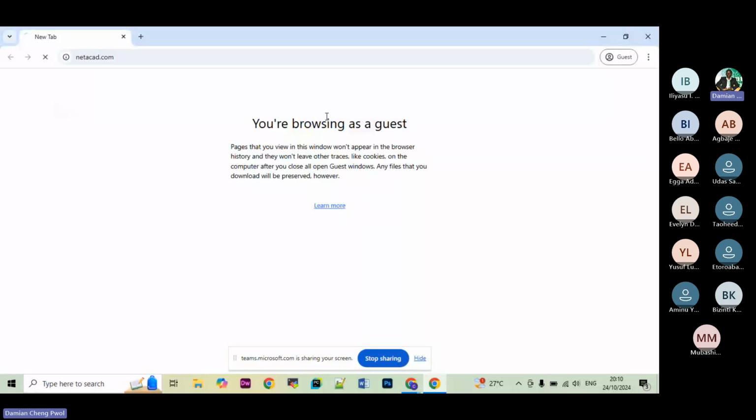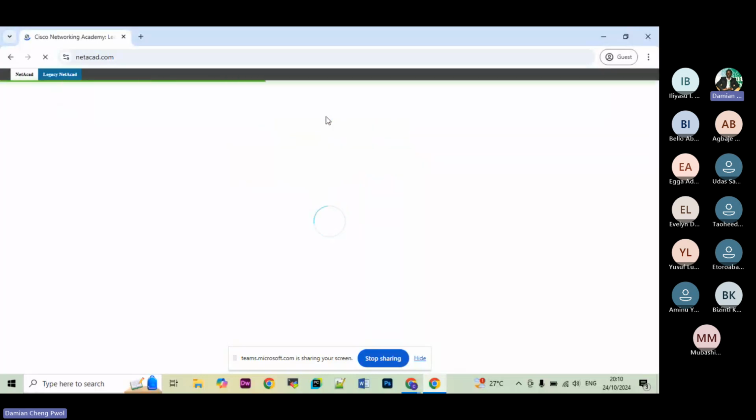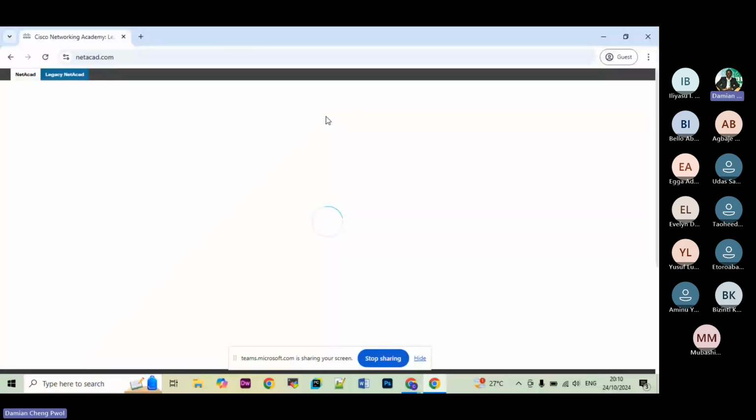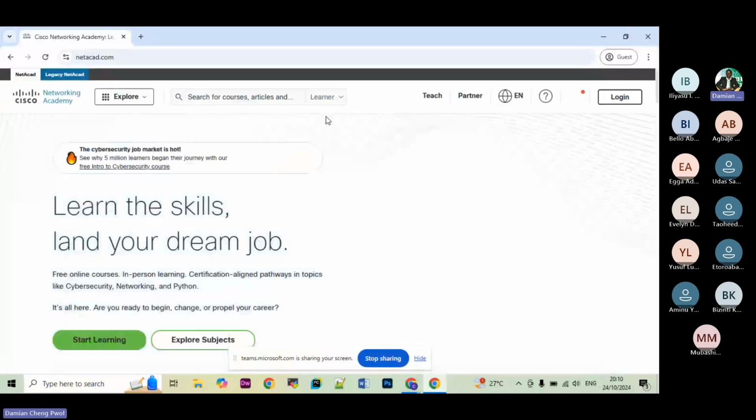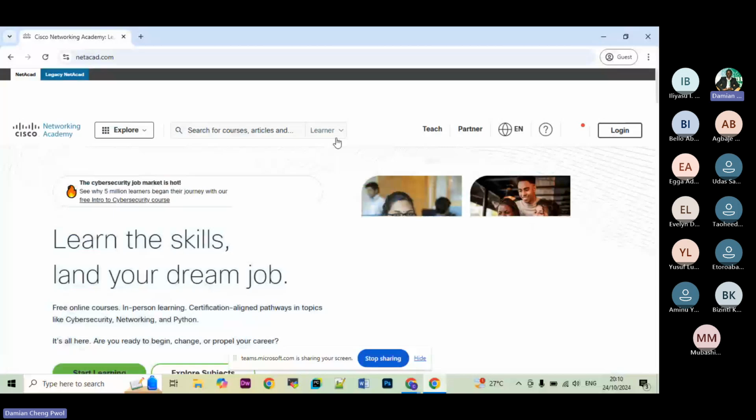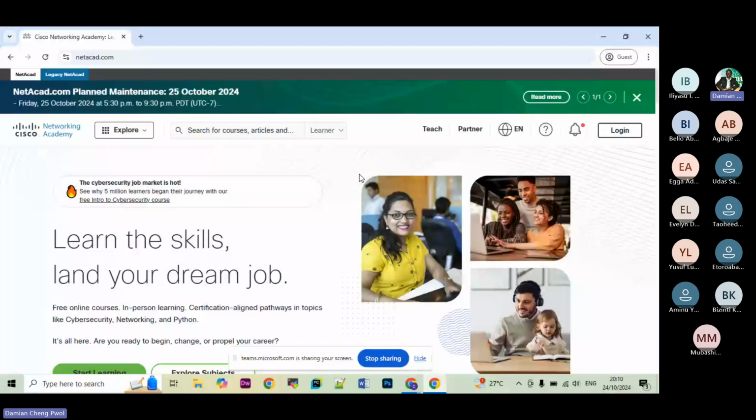So I want to demonstrate as a first-time user of this account. So we are here on the page netacad.com. At the top right, you have the login button. Top right, where my cursor is, you have the login button. So you go ahead and click on the login button.